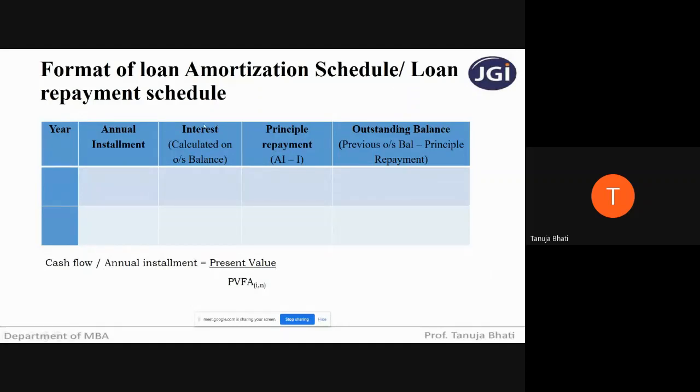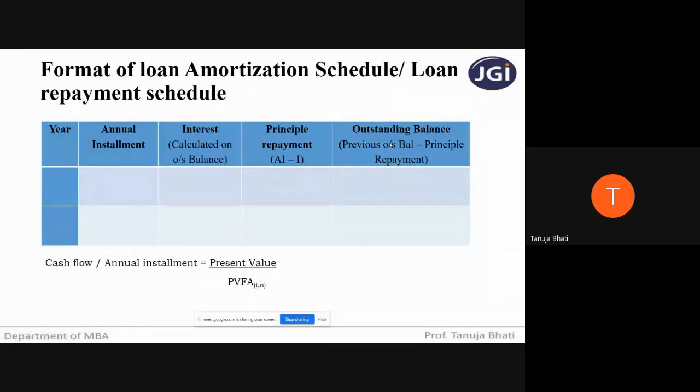Next, this annual installment is divided into two components. One is interest, another is principal. How is interest calculated? It is calculated on the outstanding balance. And how is principal calculated? Once the annual installment is made, the interest portion is removed. Whatever is remaining is your principal repayment, and outstanding balance is the amount remaining to be paid in order to clear off your loan. Is this particular format clear to everyone? And are the terms written in this table clear to everyone?